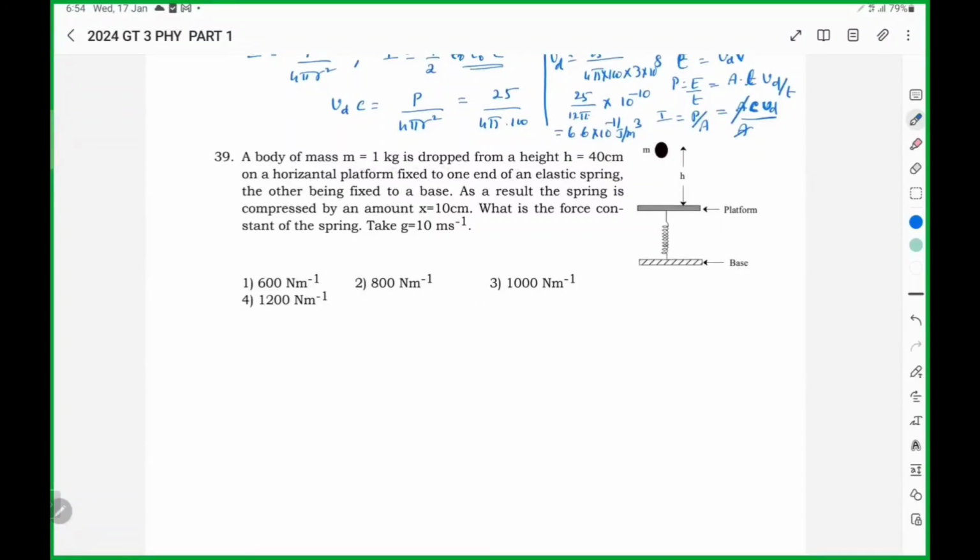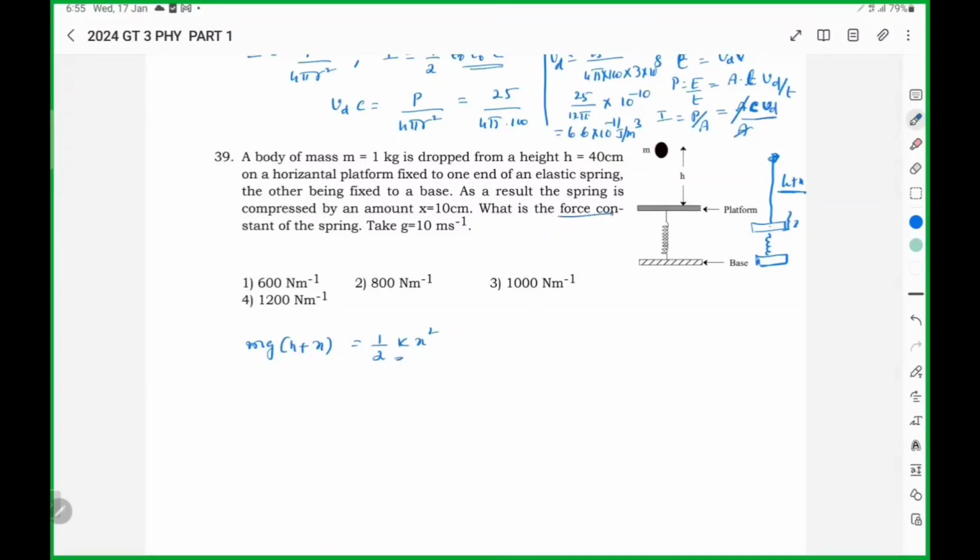Here, a body of mass 1 kg is dropped from a height h of 40 centimeters onto a horizontal platform fixed at one end. The other end is fixed to a base. As a result, the spring is compressed. So in the next situation, when the body hits this platform, the spring compresses by x meters. Then the potential energy is converted to energy, when it falls through a height h plus x, that energy is converted to energy in the spring, which is half kx square.